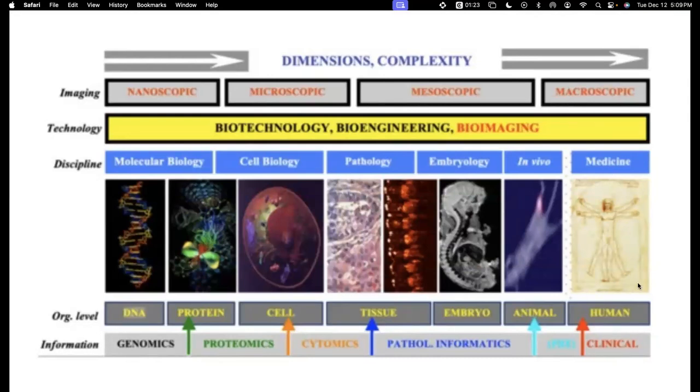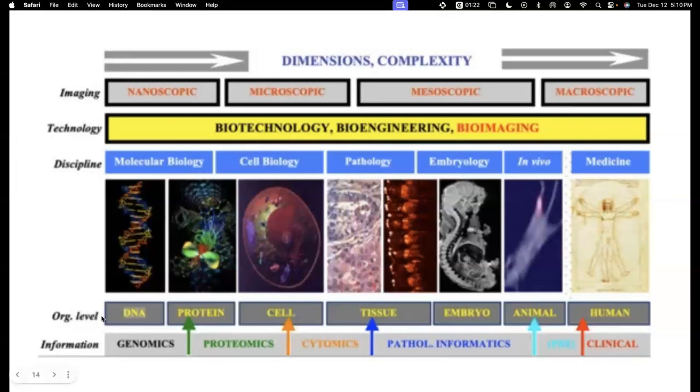Macroscopic is compared to human medicine, as nanoscopic is the molecular biology of DNA and proteins, and we understand the central dogma of biology, as that is implied here as we read from left to right. Just going across, we have the inclusion of cell biology, pathology, embryology, in vivo, and medicine. Medicine is the final product, or I can say the final product would be just living and the circle of life, but how medicine impacts the quality of lives of people here today.